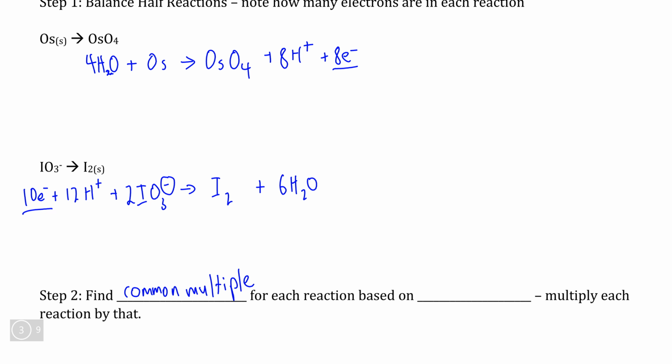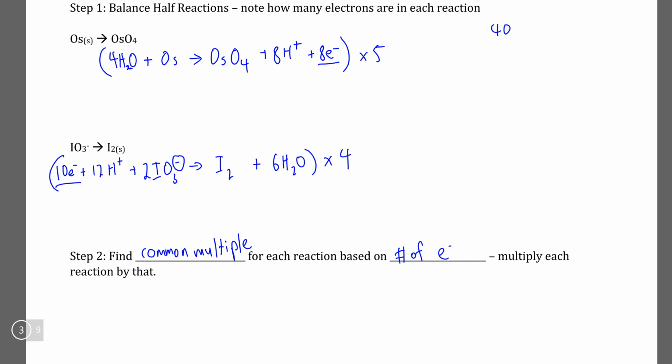And again, we do this simply by counting the number of electrons in each half reaction. So we see 8 electrons in the first half reaction and 10 electrons in the second half reaction. The lowest common multiple that I can think of is 40. So if we take our first half reaction and multiply it by 5, because 8 times 5 is 40, and if we take our second half reaction and multiply everything by 4, 10 times 4 is 40, meaning that we have the same number of electrons in the reactants and the products, which means that they should cancel each other out.